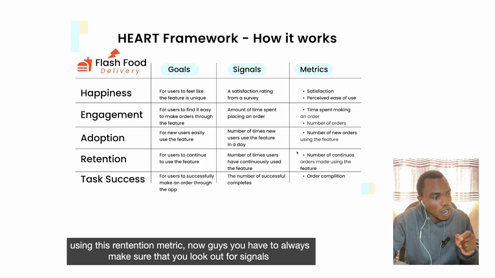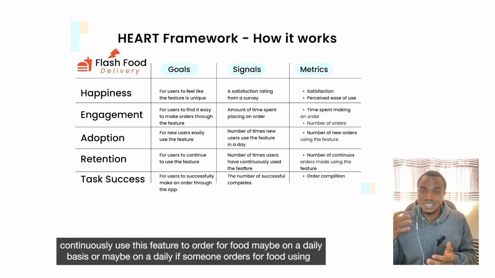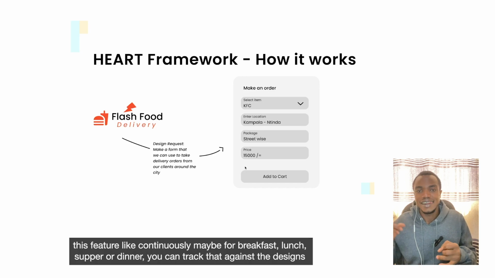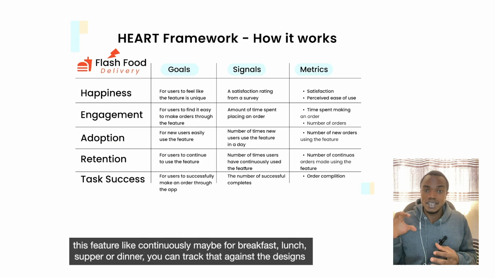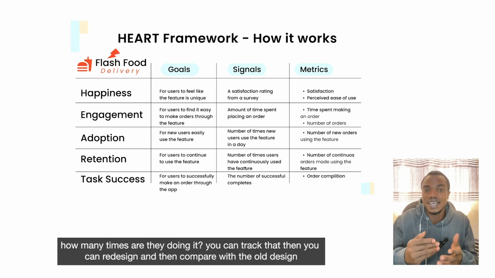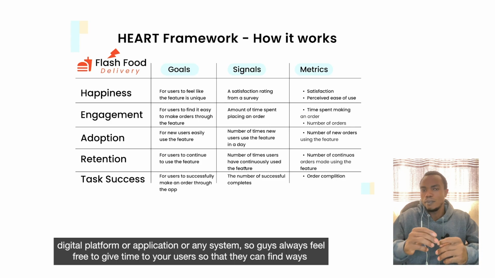Now, guys, you have to always make sure that you look out for signals. The signal for retention is the number of times users have continuously used the feature. So if people continuously use this feature to order food, maybe on a daily basis, like continuously, maybe for breakfast, lunch, supper, or dinner, you can track that against the designs. How many times are they doing it? You can track that. Then you can redesign and compare with the old design. It's about comparing over time. You can compare after 2 weeks, after 3 weeks, depending on the usage of your specific digital platform or application or any system.